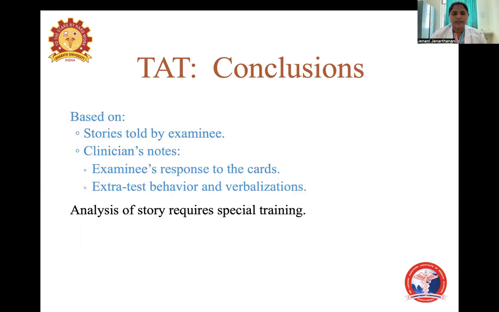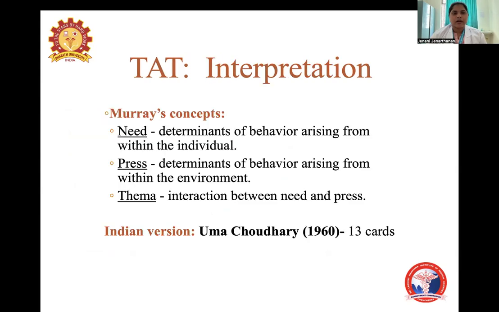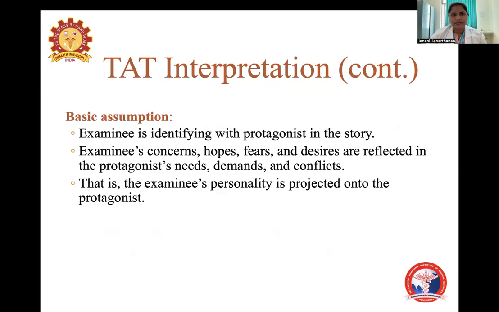Analysis of the story requires special training. The interpretation follows Murray's concepts: need, the determinants of behavior arising from within the individual, plus press, the determinants of behavior arising from within the environment, and the thema, which is the interaction between the need and the press. The Indian version is by Uma Chowdhury in 1960. It has 13 cards. The basic assumption is that the examinee is identifying with the protagonist in the story. The examinee's concerns, hopes, fears, and desires are reflected in the protagonist's needs, demands, and conflicts. That is, the examinee's personality is projected onto the protagonist.